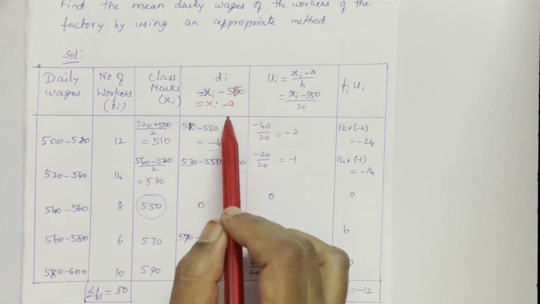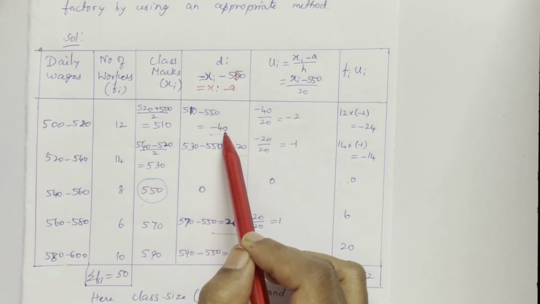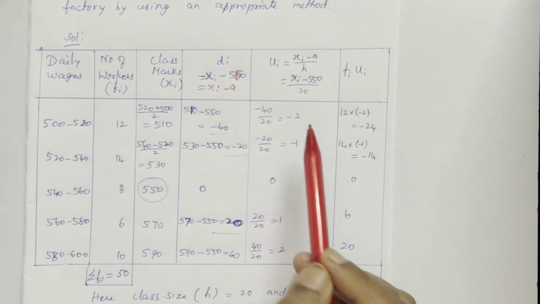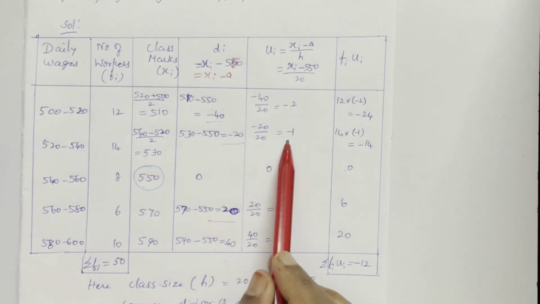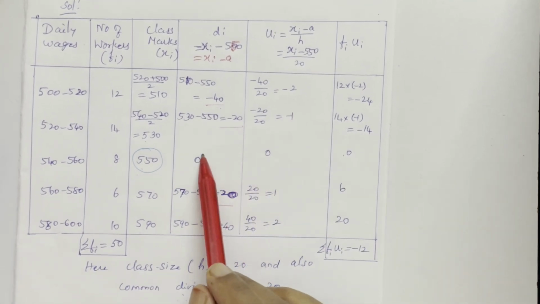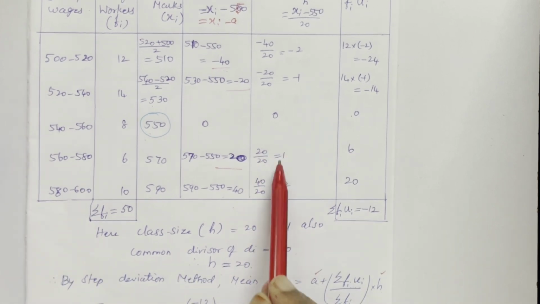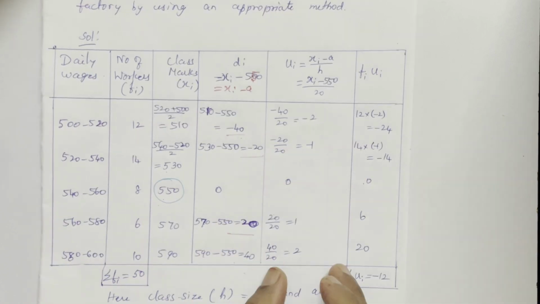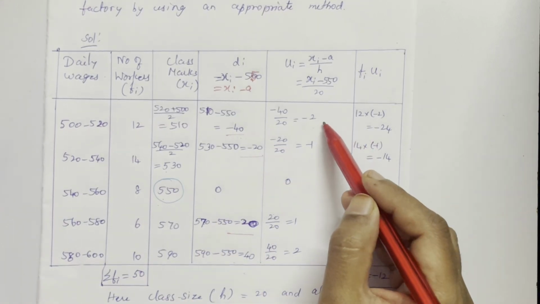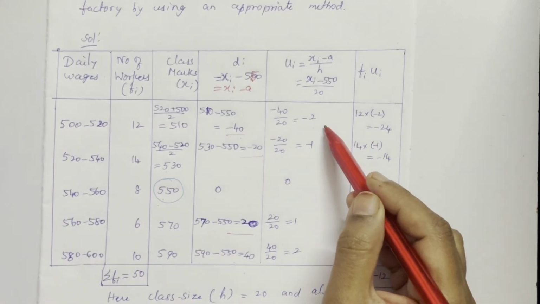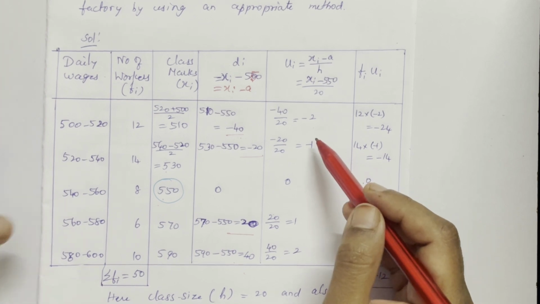This is xi minus A. Height is 20. So xi minus A, that is minus 40 by 20, is minus 2. Minus 20 by 20 is minus 1. And 0 by 20 is 0. In the same way, we found the other two values. Okay, now we found ui. See, everything is a single digit and easier to multiply with fi.